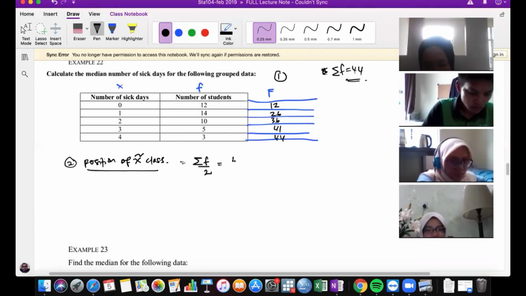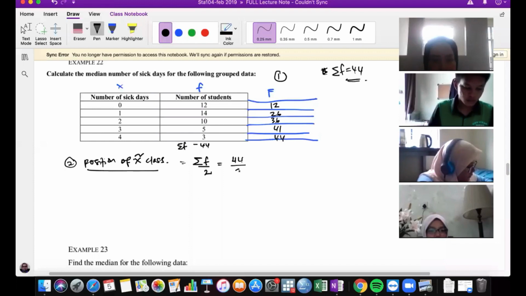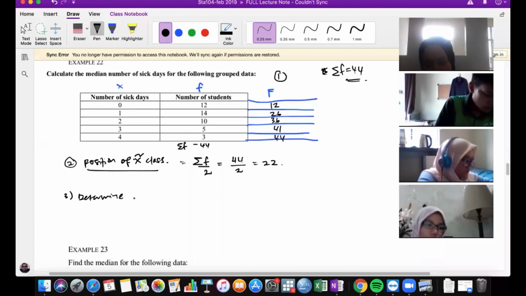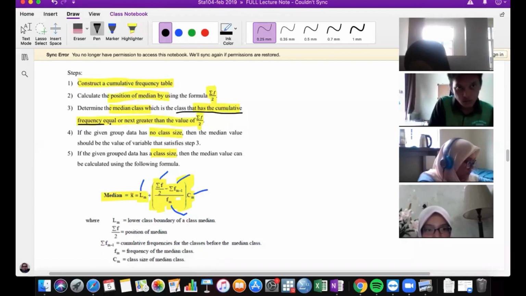So summation of F is equal to 44, right? Because if you total the column number 2, you got 44. This is summation of F. Divided by 2 is equal to 22, right? So second step. For the third step is we need to determine the median class. So the median class, in this step, they say that the median class is the class that has a cumulative frequency equal or next greater to the position of median.